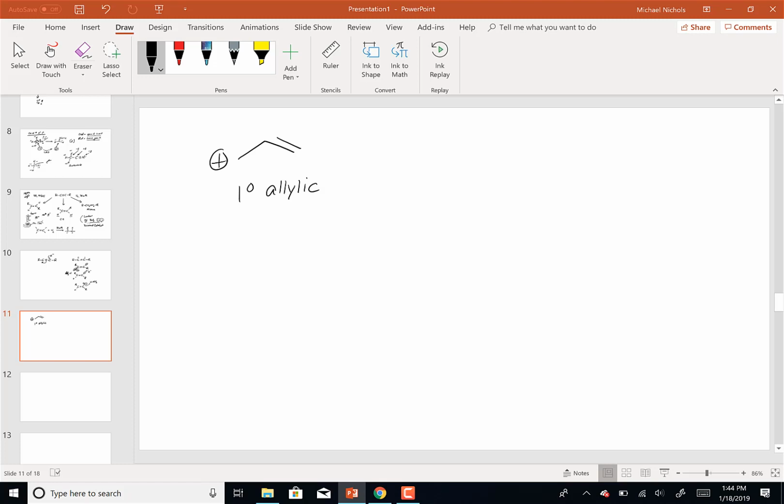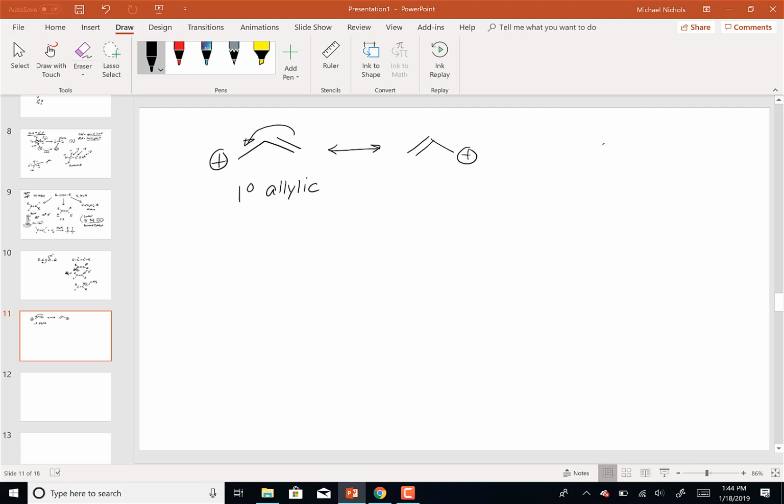And why is it stable? What if I do this? What did I just write? It's a resonance structure. So this isn't a run-of-the-mill primary carbocation. It's primary allylic, so it's more stable. It actually can form in solution. Now, it'd be better if it was a secondary allylic or a tertiary allylic, but primary allylic is okay.